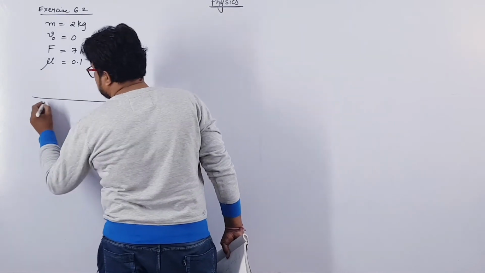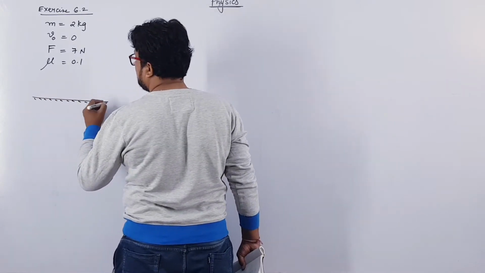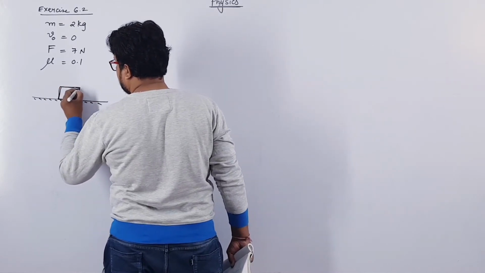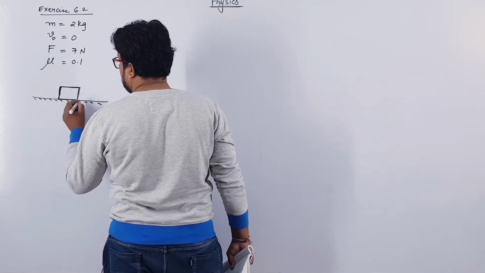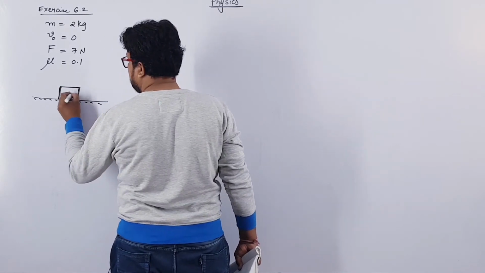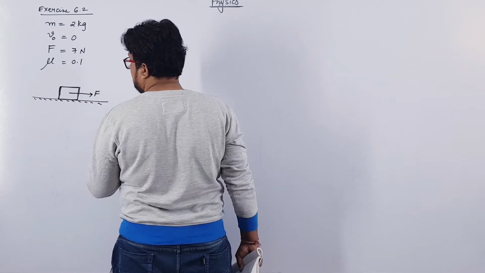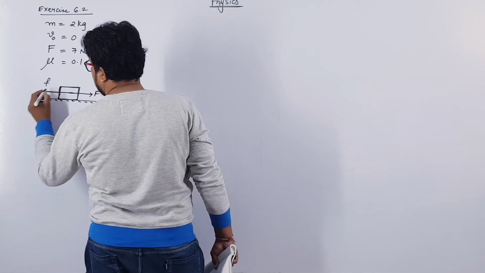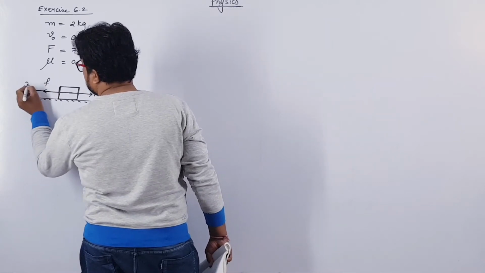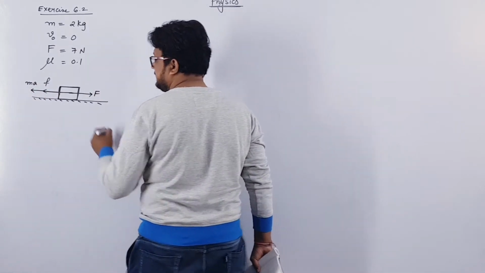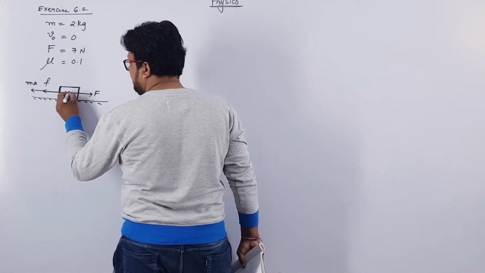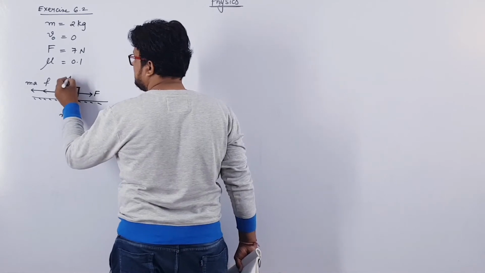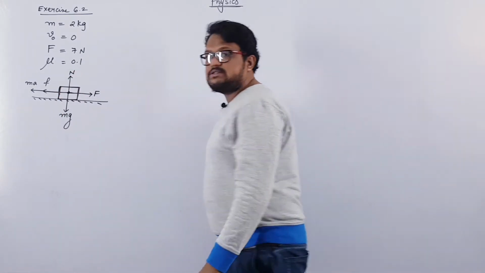Suppose this is the rough surface on which a block is kept, or a block is moving. Right, on this the block is moving. This is the applied force. Obviously the frictional force will act in the opposite direction, as well as the pseudo force ma, in the opposite direction of its motion. In the downward direction its weight mg will act, and in the upward direction the normal force. This we already discussed in chapter 5.